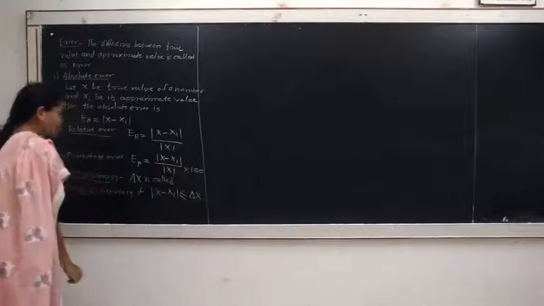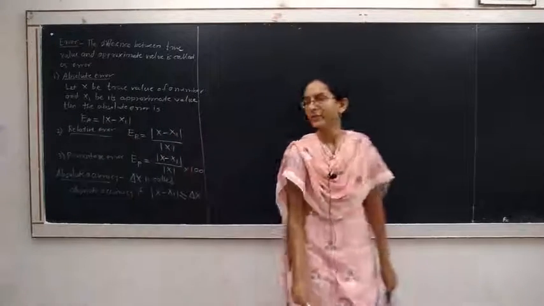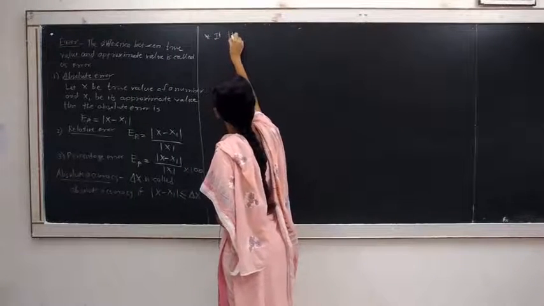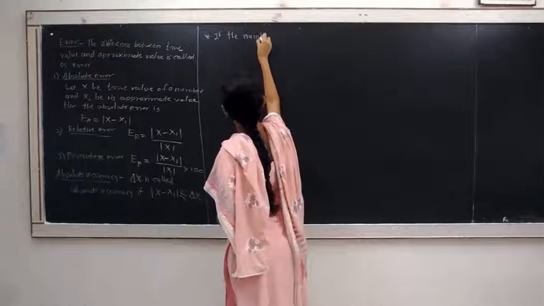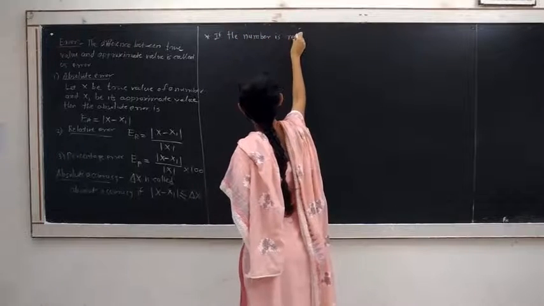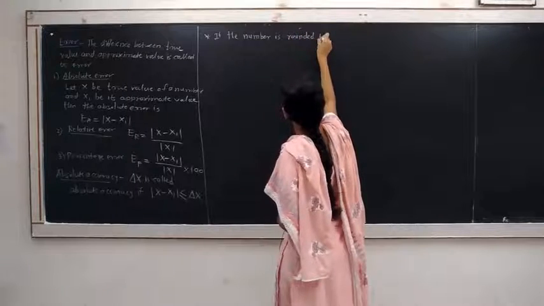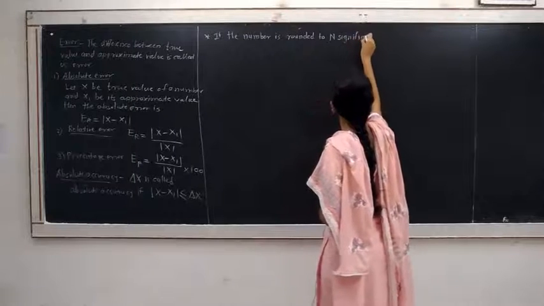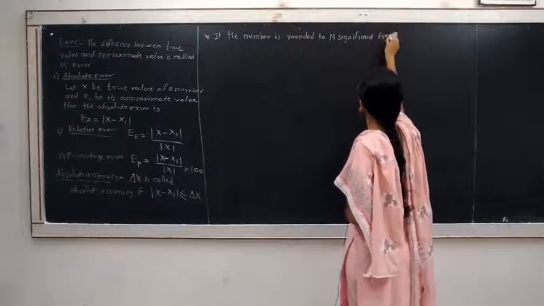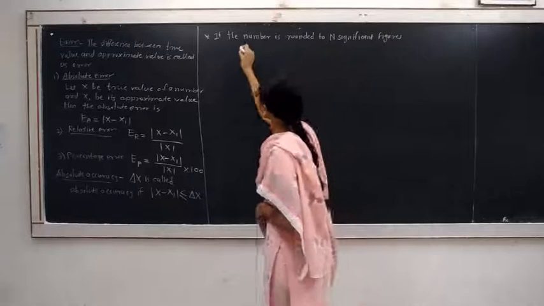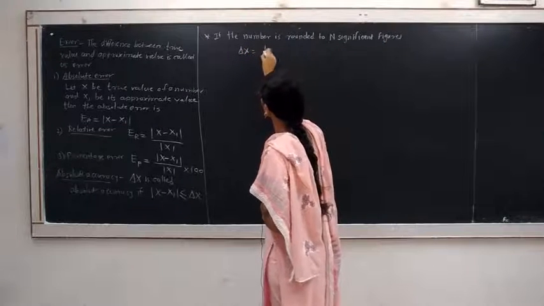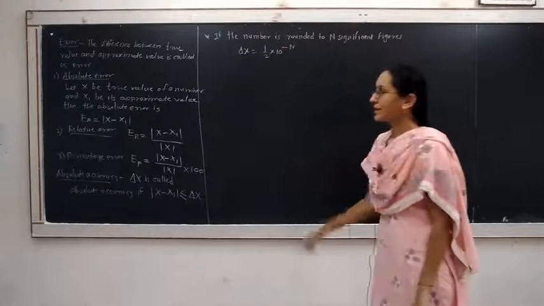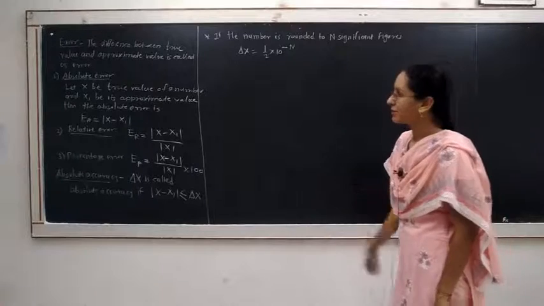If the number is rounded to n significant figures, then absolute accuracy is given by 1 upon 2 into 10 to the power minus n. These are the types of errors. Now we take one example.